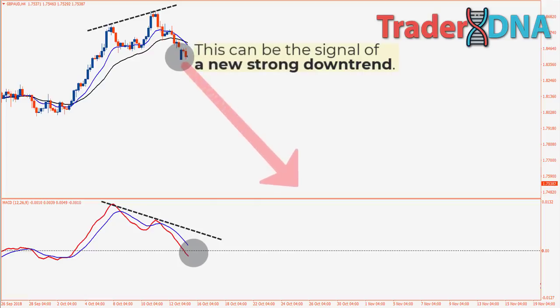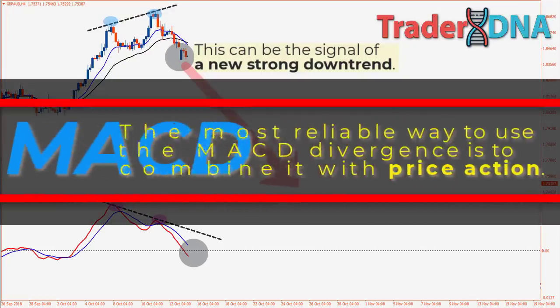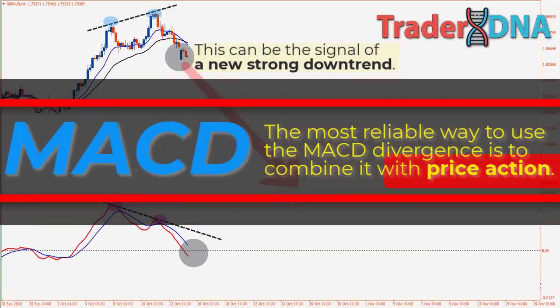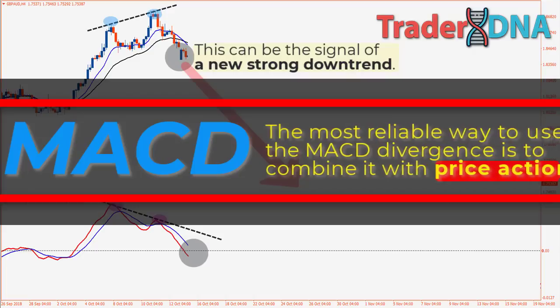The MACD divergence is a situation where the price creates higher tops and the MACD creates a row of lower tops, or the price creates a lower bottom and the MACD creates higher bottoms. MACD divergence after a significant uptrend indicates that the buyers are losing power, and MACD divergence after a downtrend indicates the sellers are losing power. The most reliable way to use the MACD divergence is to combine it with price action. In this video, you'll learn to implement the MACD divergence indicator, one of the most powerful trading strategies to use. Here are some examples for using the MACD divergence.